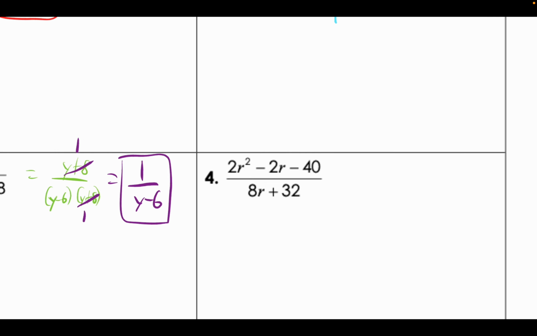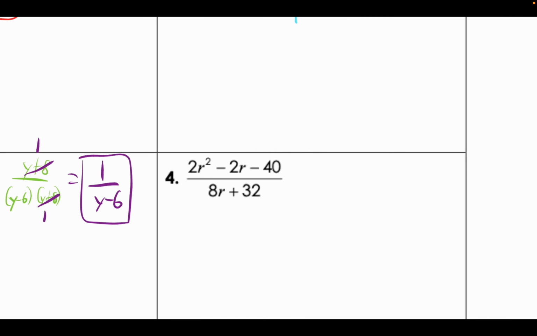On to number 2 here. On number 2, we once again look to factor. The top, even though it's 3 terms, does have a GCF, so I'm going to do that first. And give me r squared plus r, so minus r, minus 20. On the bottom, I'm going to factor out an 8, which gives me r plus 4.